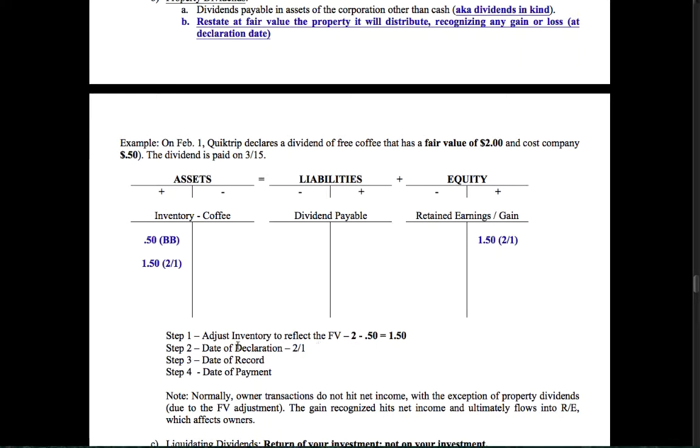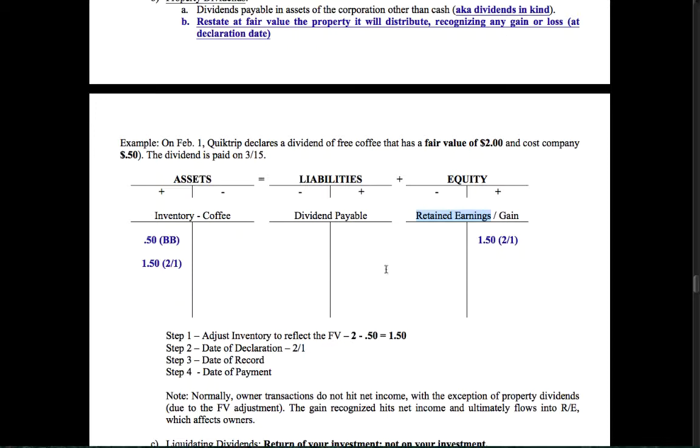Next, we need to account for the date of declaration, which is 2/1. So you will also make an entry here on 2/1. Now you need to make the entry that reflects the recording of the liability and the removal of the balance from retained earnings, because that is what you are paying as a dividend.